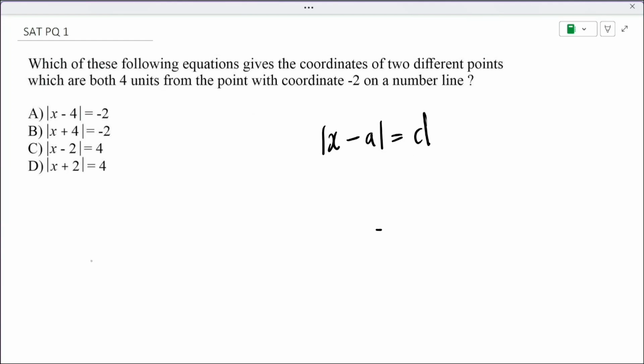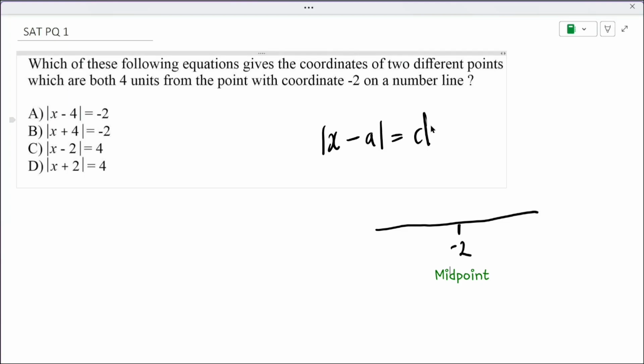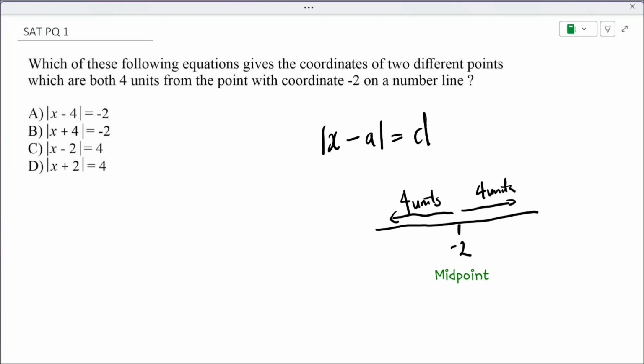Let's say we have a number line, and here we have -2, which is the coordinate and can also be called the midpoint, from which we have two different points, one 4 units to the left, the other 4 units to the right. Meaning from this point, on the number line, we move 4 units to the left and also 4 units to the right to get the two different points.